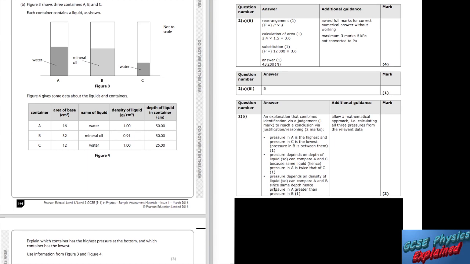Pressure depends on the density of the liquid, so if we compare A and B, they're the same depth, but the pressure in A is greater than B. So these two are the same depth, but the pressure in A is greater than B, and that is because the density of A is greater than the density of B.